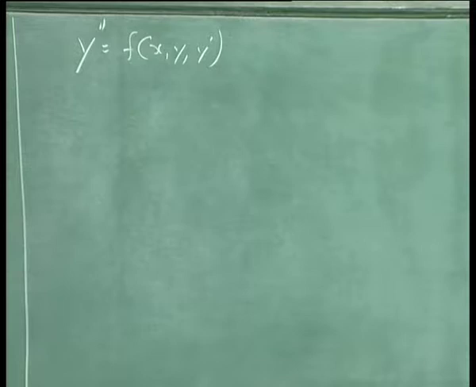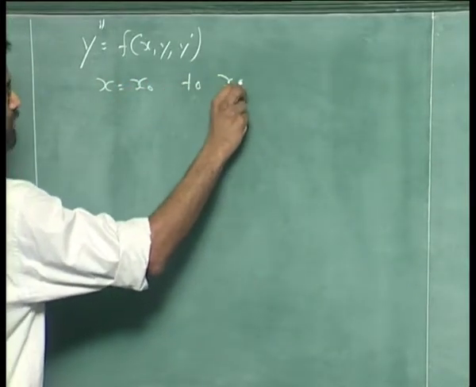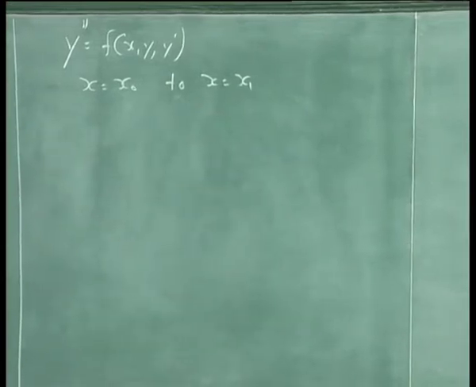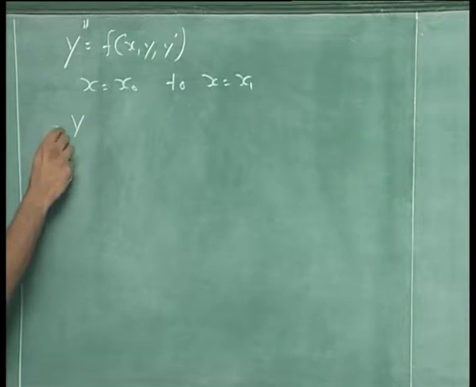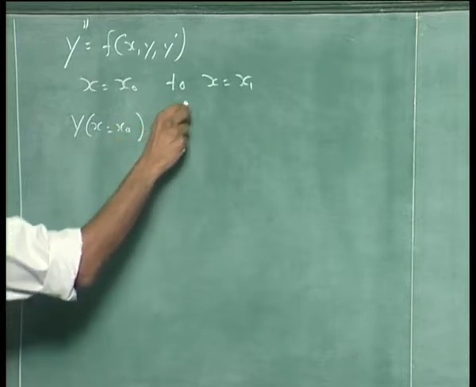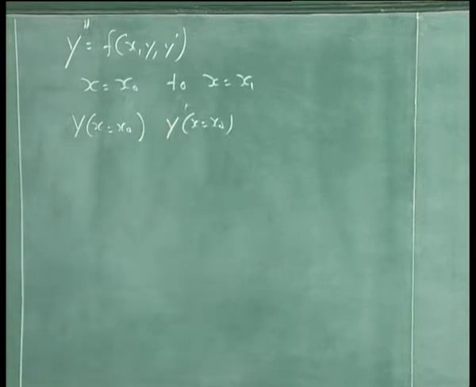So, let us say I want to solve an equation of this form between some interval, x going from x0 to x1. Again, we are only interested in initial value problems, that is, we could say that y is specified at x equal to x0 and y prime is specified at x equal to x0. Now this is a second order differential equation, so you need two boundary conditions, and both boundary conditions are specified at the initial value. So that is called an initial value problem.